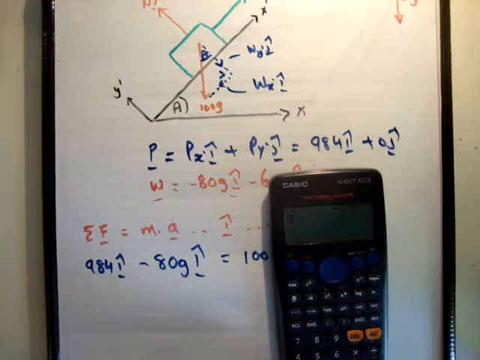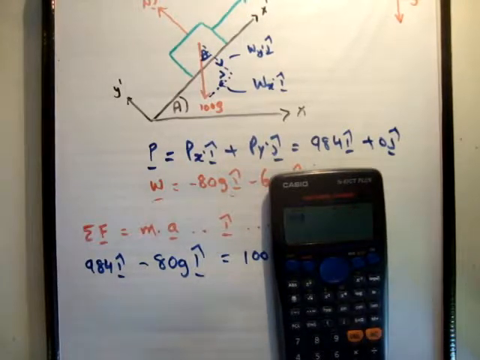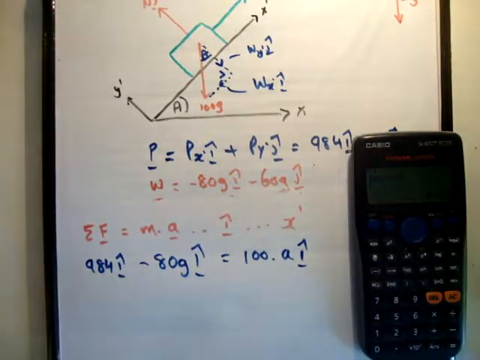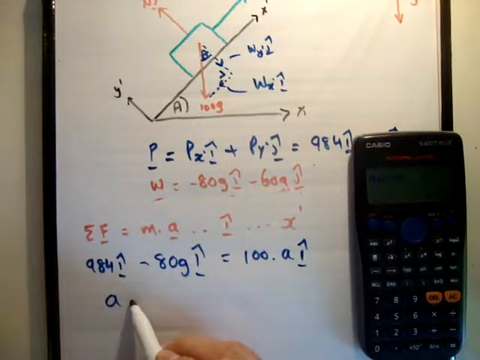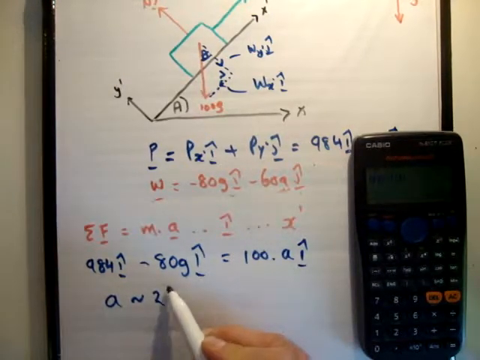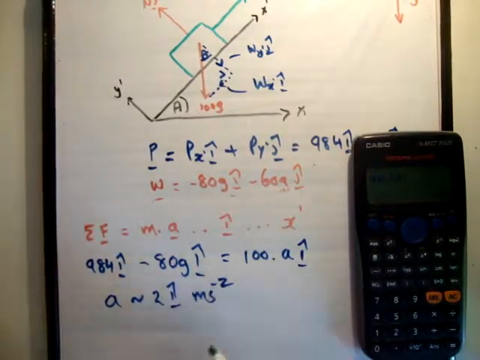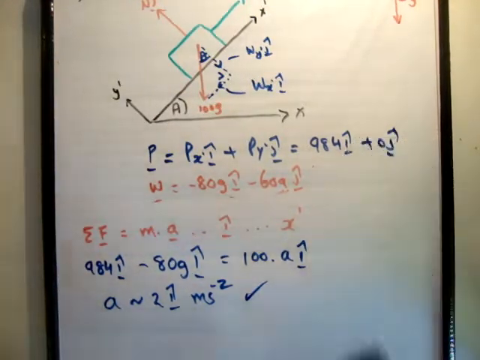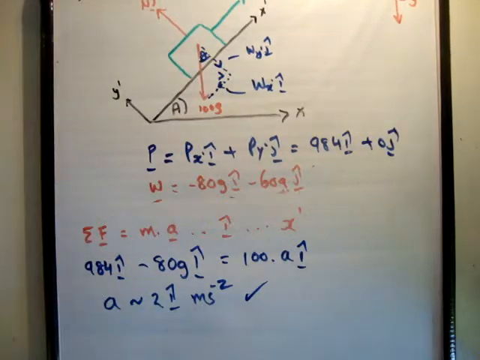So we have 80 times, not 81, 80 times 9.81. We need to take that away from 984 and divide the whole thing by 100, and we get an answer of 1.992. So we can say that the acceleration a is approximately 2 i hat meters per second squared. That's correct. Alright, the acceleration is approximately 2 meters per second squared.